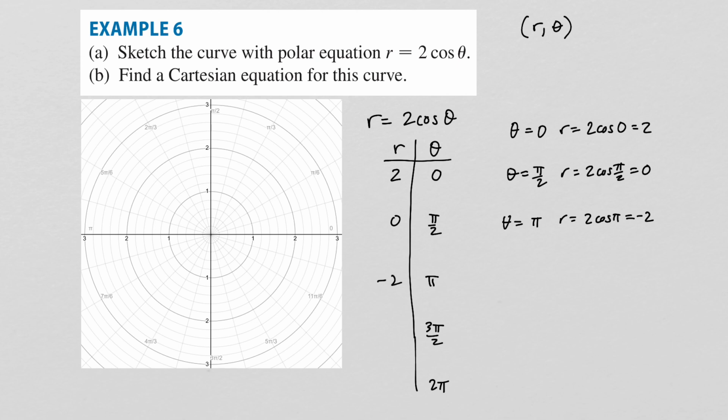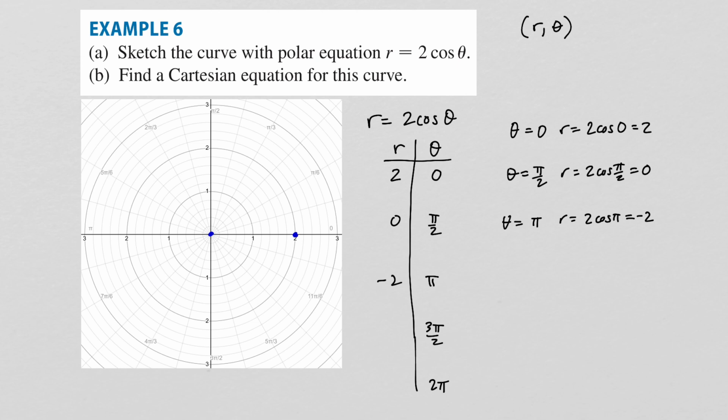And let's go ahead and sketch what we have here. So when theta equals 0, r equals 2. That's this point right here. Okay, here's theta equals 0, and then r equals 2. And then when theta equals pi over 2, which is this angle, r is 0. So we're all the way back to the origin.